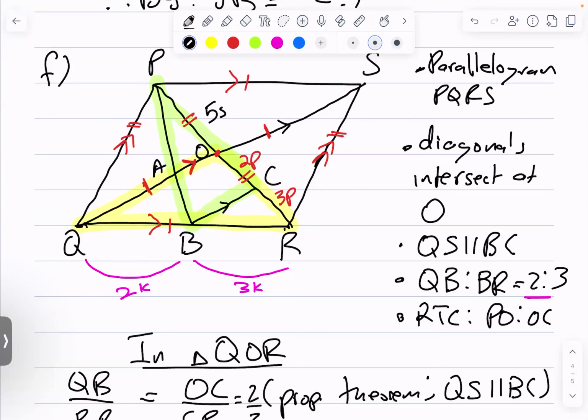So what did you do? Because you said you got stuck. I just lied. I said PO over OC is equal to 5P over 2P. So is that a lie according to you? Why is it a lie? Because there's no logic. There's no proper reasons. Okay, I like that you're engaging.